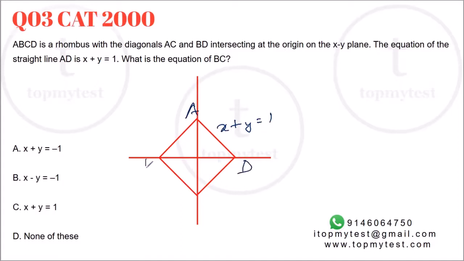AD, let's call this B, let's call this C. These intersect at the origin. What is the equation of BC? Now anything which is parallel to this line: the opposite sides of the rhombus are parallel to each other. It's a special parallelogram. Now given that the diagonals are going to be like this, and they intersect at the origin, the coordinate axes will be the diagonals, or the diagonals will lie on the coordinate axes.